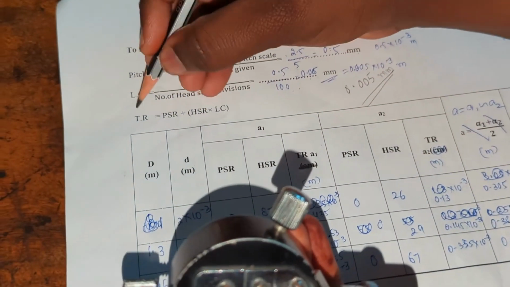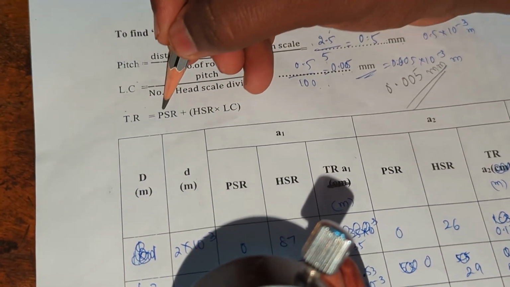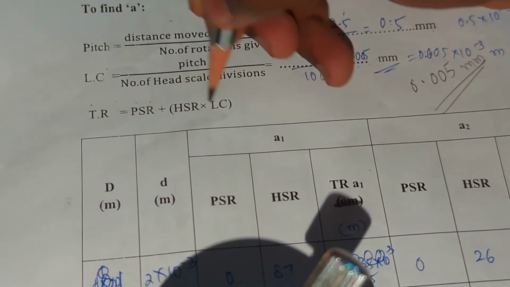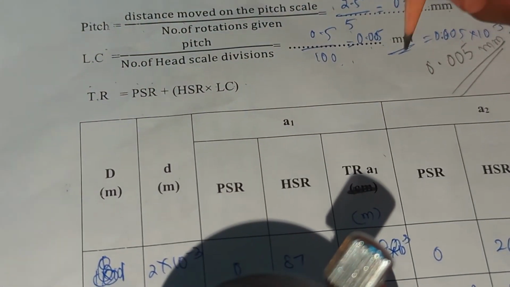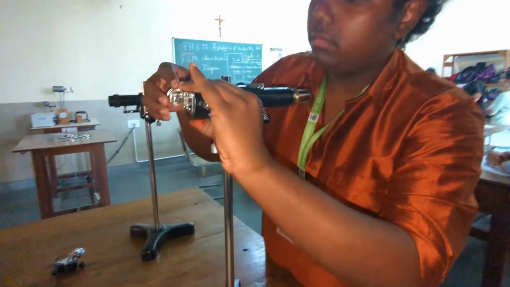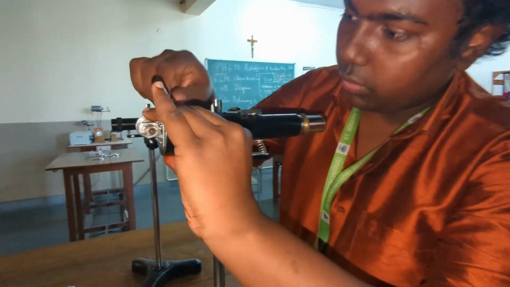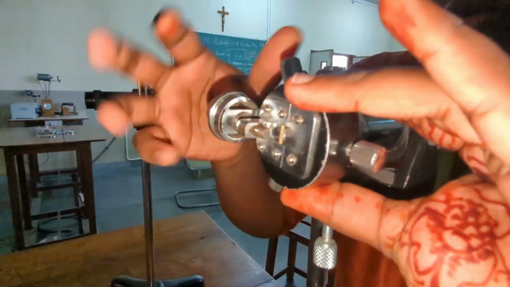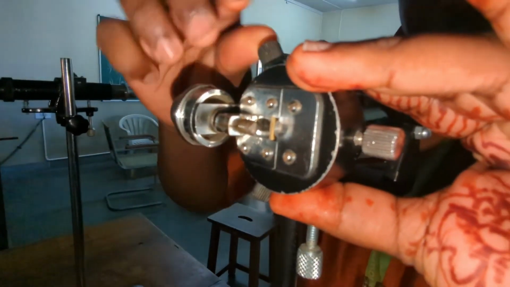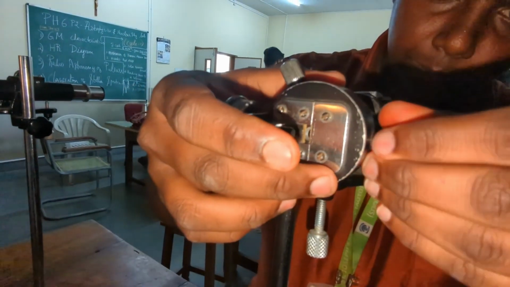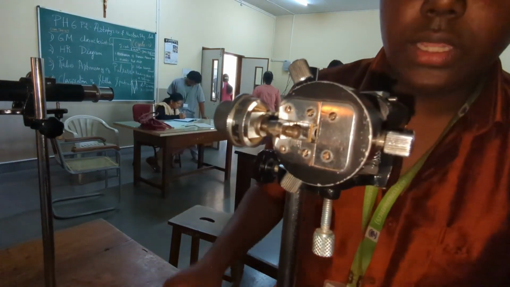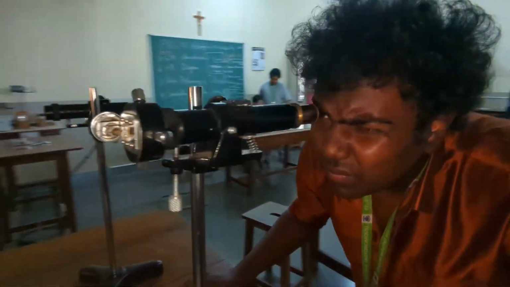So now we know the formula: TR, the total reading, is equal to the pitch scale reading plus the head scale reading into the least count. So now we'll start the experiment. You fit this telescope, and you fit the scale in such a way that you will be able to rotate it properly with your right hand, and you can see the slit through it.